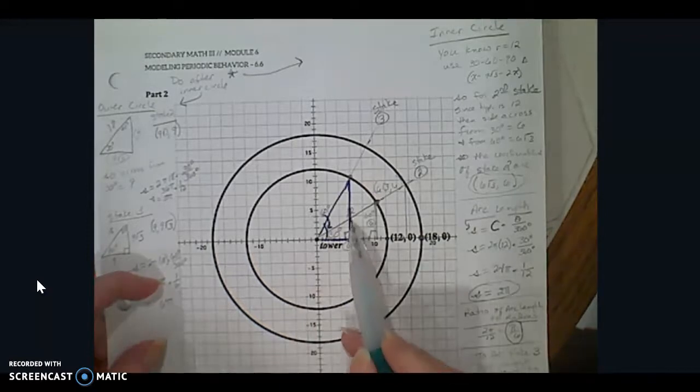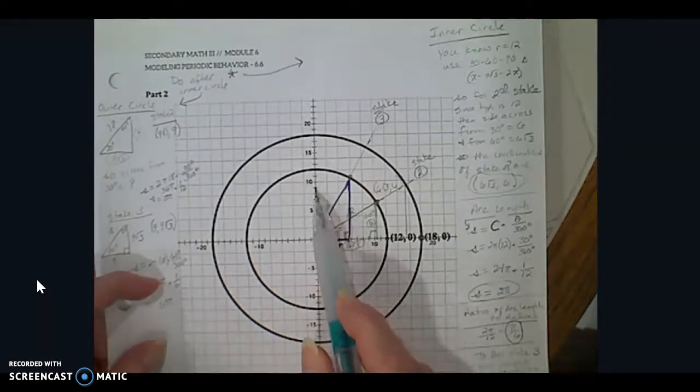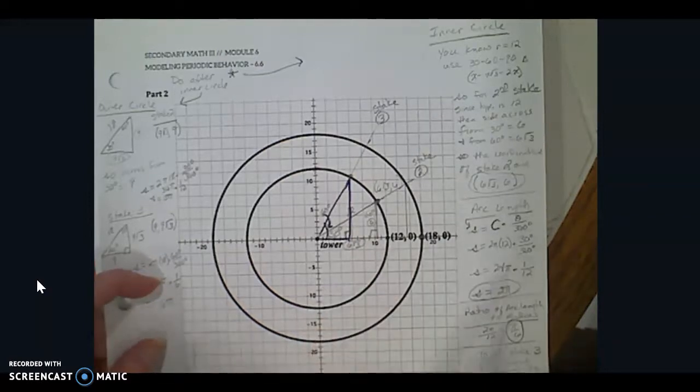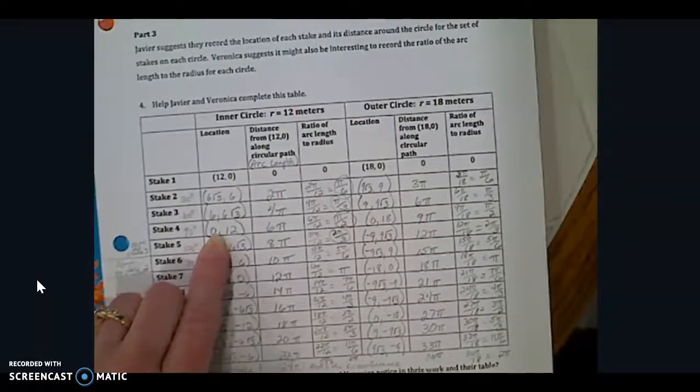Okay, so then when I get to stake 4, now remember, stake 4 is going to be 90 degrees, because we went 30, 60, well, here's 90. So stake 4 is going to be right here. Well, that's right on what my radius is, correct? So that's why for stake 4, which is 90 degrees, the coordinates would be 0, 12, because I'm right on the axis there.